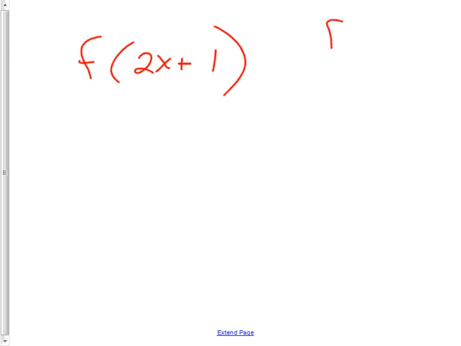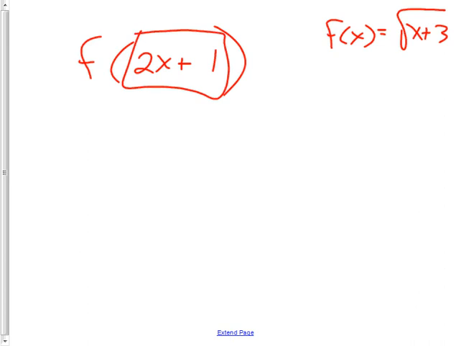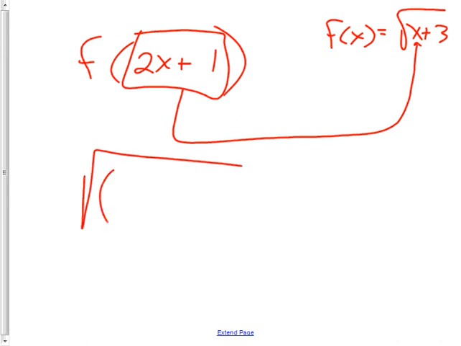Well, what if the f function is square root of x plus 3? Well, then where can you put this thing? Where do you put it? You put it in where the x was. Okay, so then I'd write square root of empty spot plus 3. I really like that empty spot idea where you put parentheses around it. And then you can drop it in there and you'd say 2x plus 1.